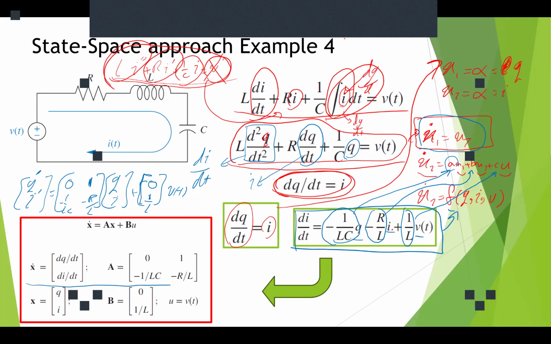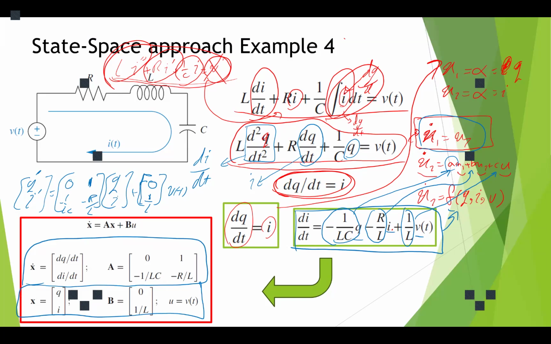Now we have our state space model for this specific circuit. Any question of how we derive that? Are we good on that?